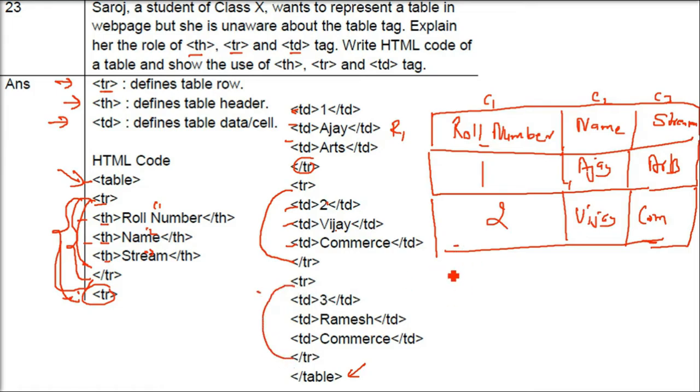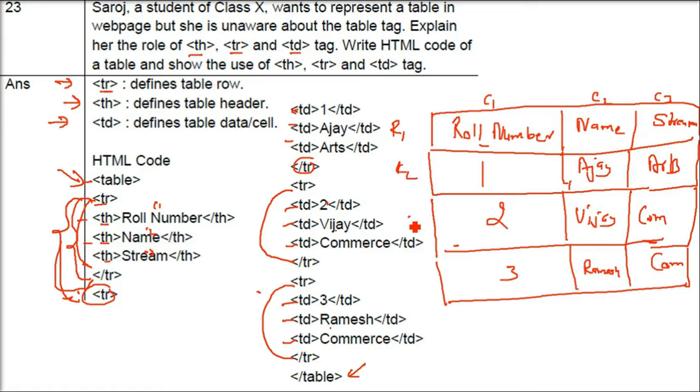Now coming to the next tr. Basically it's the 4th tr, but for the record, for the content, it is 1, 2, 3. So this will be 3. So table data 3, then you have Ramesh, and then we have commerce. Ramesh and commerce. Okay, this is row 1, row 2, row 3, row 4 it is.